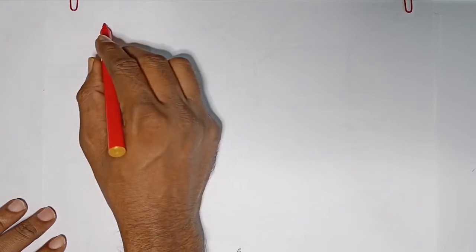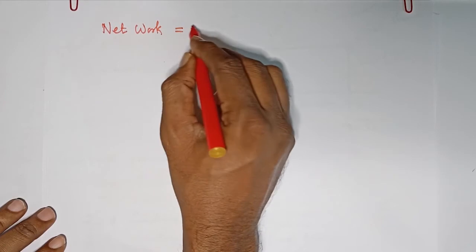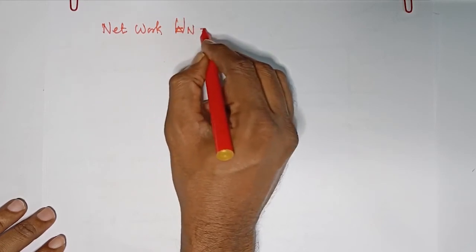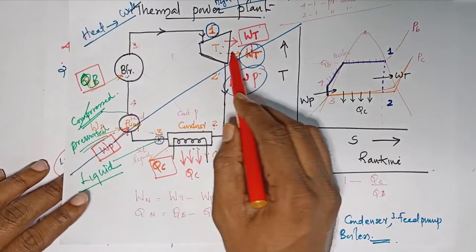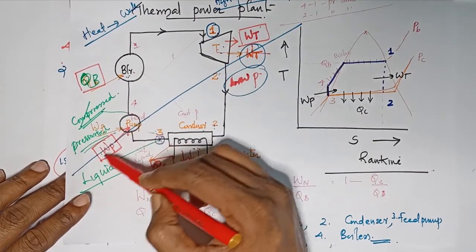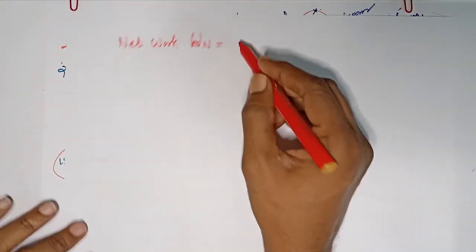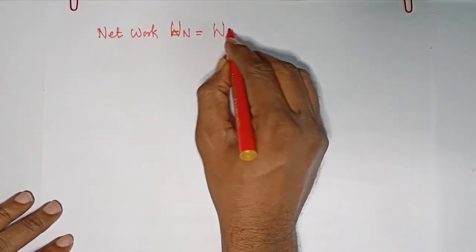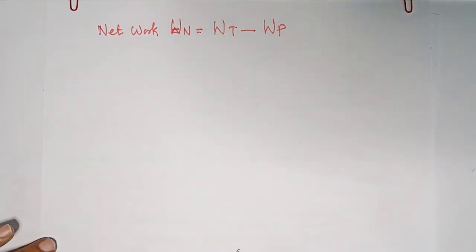Okay, let us see the net work done, net work obtained, net work, that is Wn is equal to. So there are two work interactions in this figure. You can see that there are two work interactions, one at the turbine, one at WP. WP is given and WT is extracted. So net work is WT minus WP.